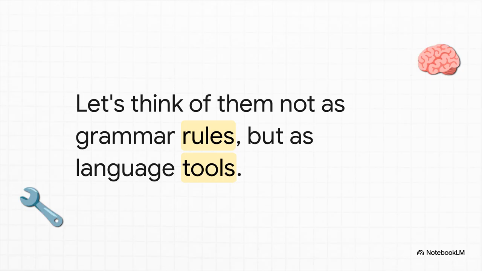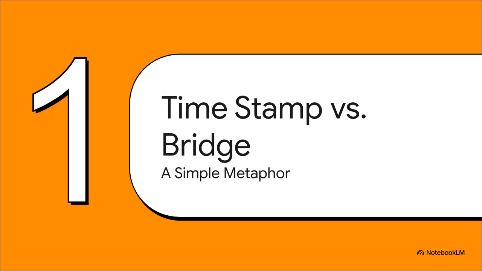Okay, so here's the big secret. Let's stop thinking about this as some dusty, complicated grammar rule you have to memorize. Instead, I want you to think of the past simple and the present perfect as two different tools in your language toolkit. All you need to learn is which tool to grab for which job. And to help us pick the right tool, we're going to use a really simple metaphor. We're going to call one a timestamp and the other one a bridge. Seriously, if you get this one idea, it will solve like 90% of your problems with these tenses.